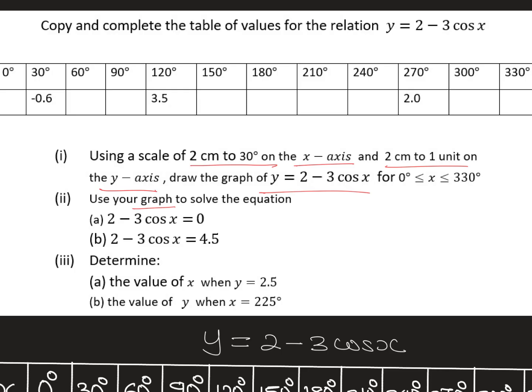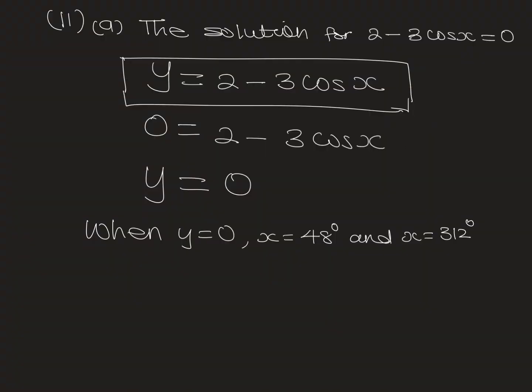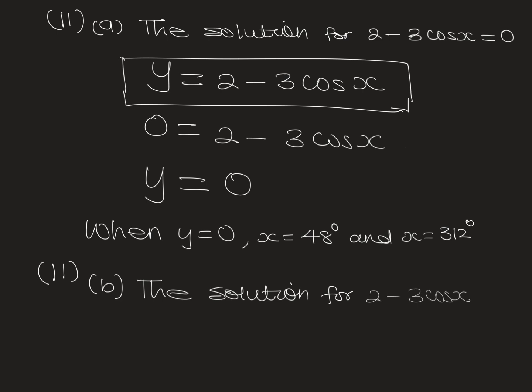For question 2b, we want to use the graph to solve the equation 2 minus 3 cos x is equal to 4.5. So let's try to work on that. Question 2b. The solution for 2 minus 3 cos x is equal to 4.5.